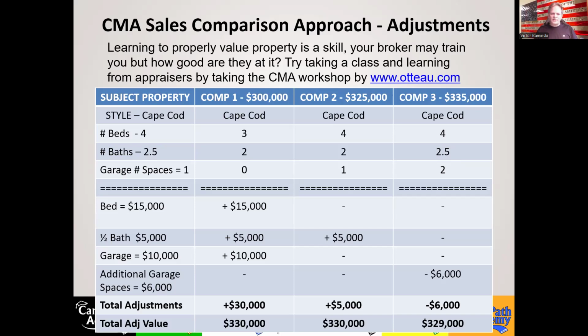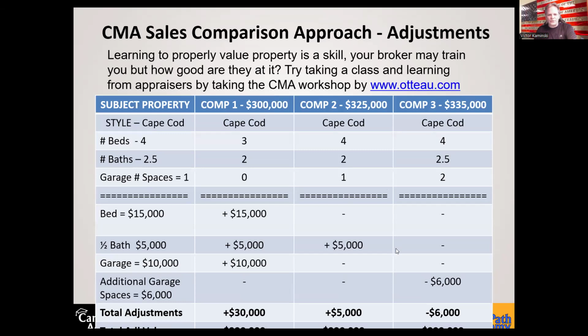Yes, the hard part is how do you make the adjustments? Well, taking classes and having experience. That's how, to be able to do that. Look, if you take this class from Ottawa, they give you pricing guides. Let me see if I can pull one up and show you.